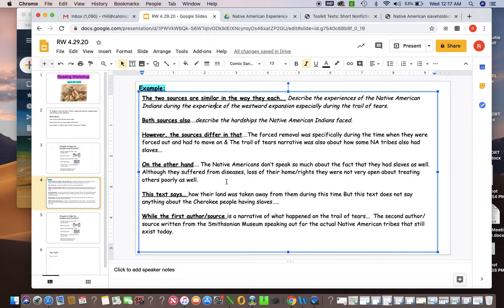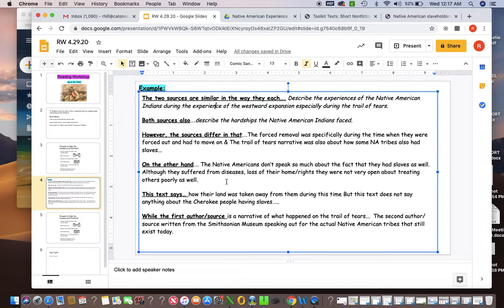On the other hand, the Native Americans don't speak so much about the fact that they had slaves as well. They're often very quick to talk about how they were mistreated, but they were also doing some mistreatment too, it seems. Although they suffered from diseases and loss of their home rights, they were not very open about treating others poorly as well.